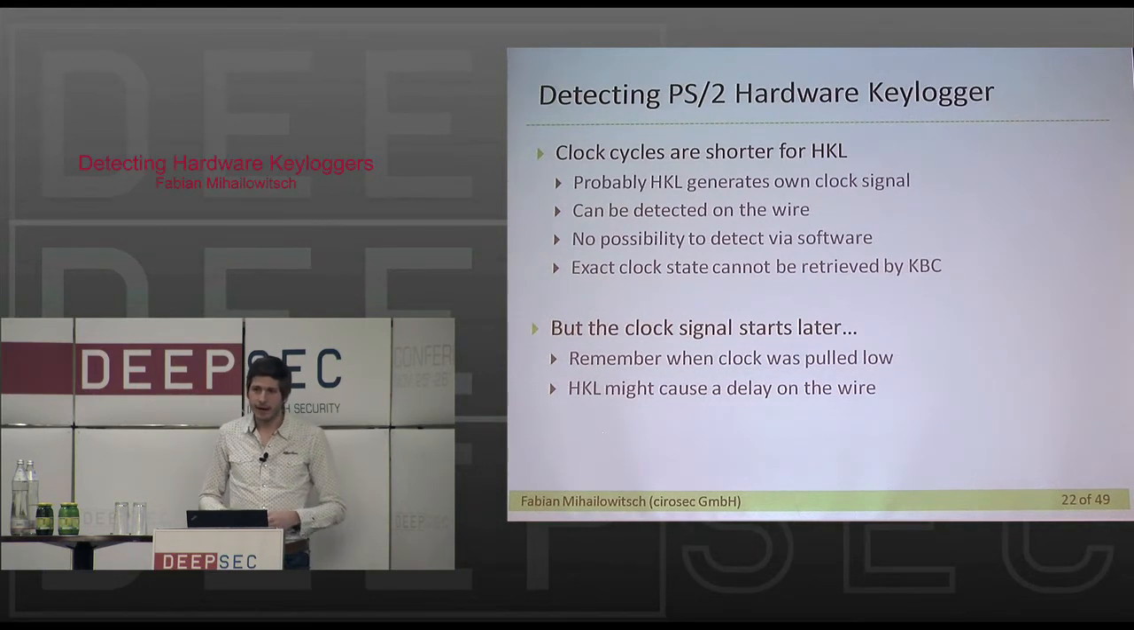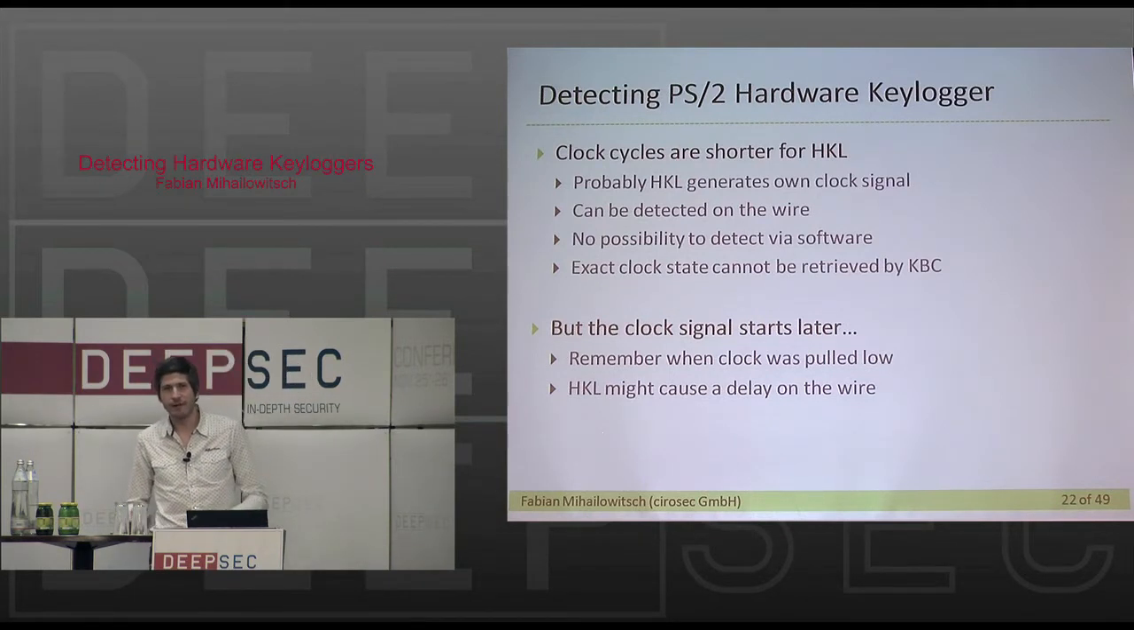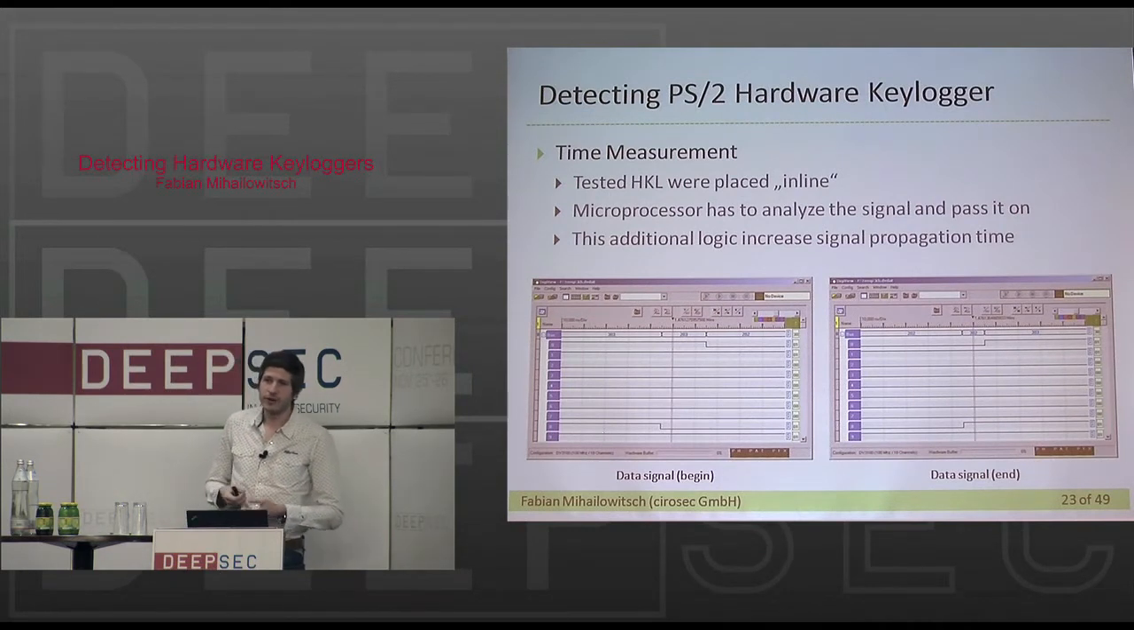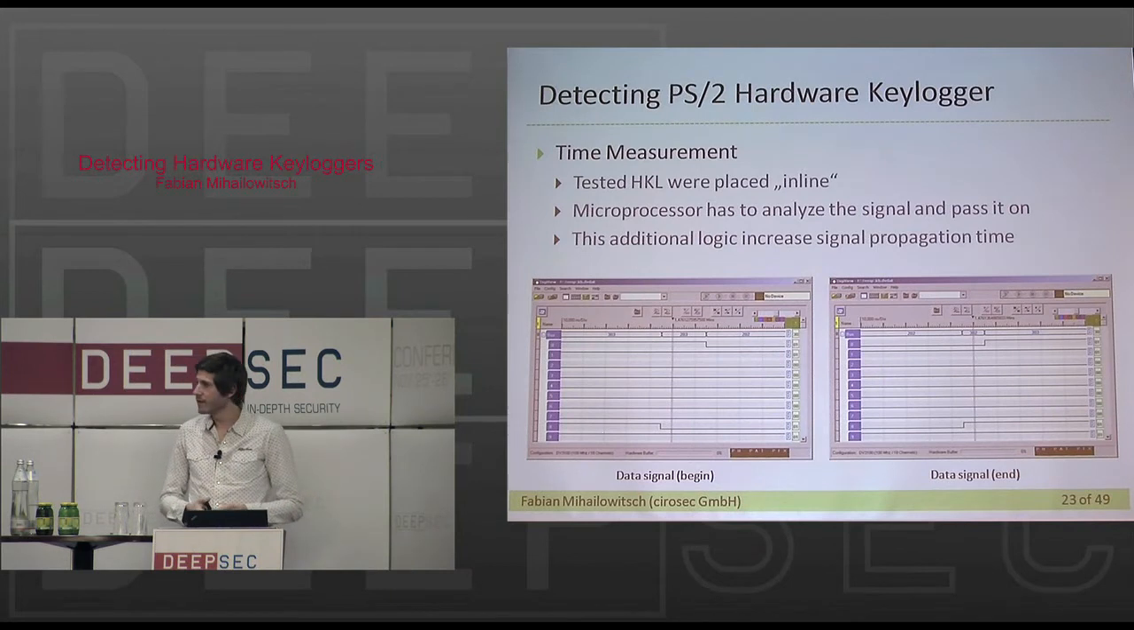And like you can already imagine, if you say, I want to detect hardware keyloggers, everyone says at first, hey, try to do it with timing. So we saw there's a delay, and maybe we should try that timing approach. Since the hardware keyloggers, like I said, are placed in line, the microprocessor has to get the signal, process it, write it to its memory, write it back, and send it to the client. This additional logic that is introduced increases the signal propagation time.